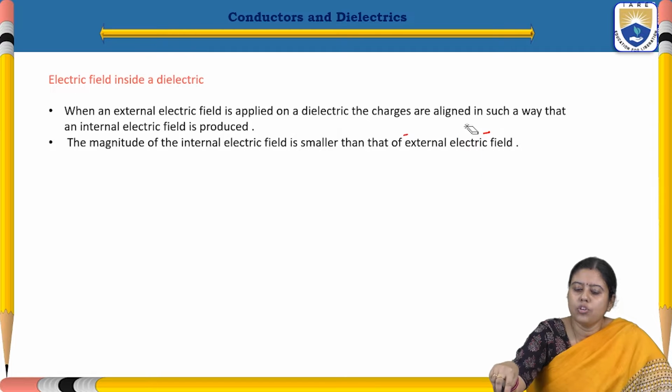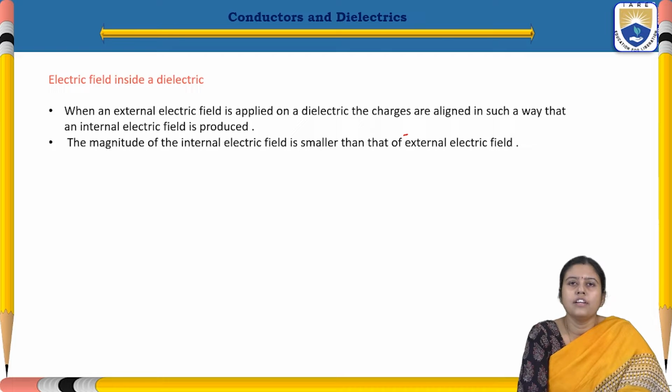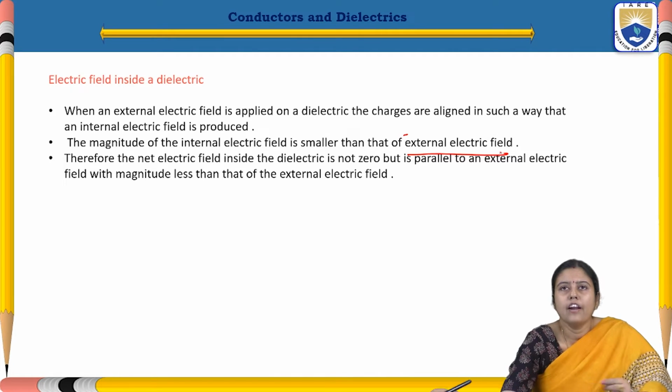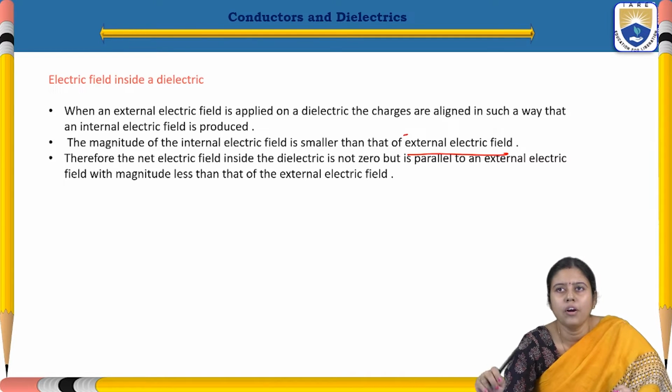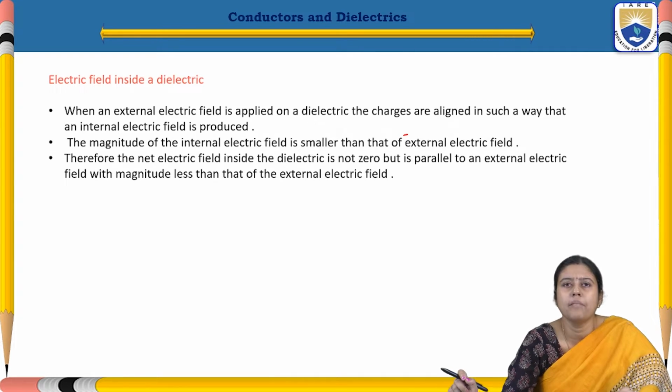Next, the magnitude of the internal electric field is smaller than the external electric field. If we have a battery, we know there is some voltage drop, so the internal electric field is always smaller than the external electric field. Therefore, the net electric field in the dielectric is not zero and is parallel to the external electric field, with a magnitude less than the external field. As the external and internal fields differ, there will always be some net electric field.